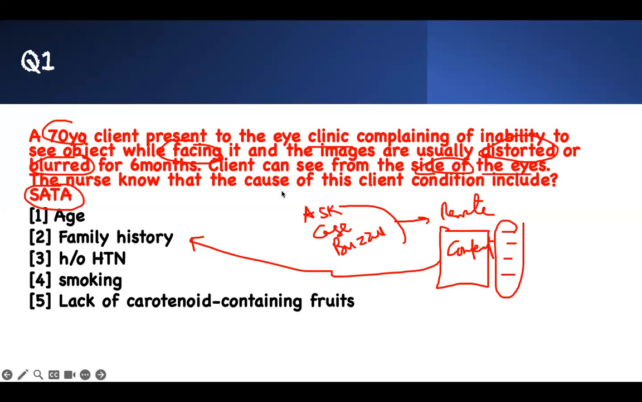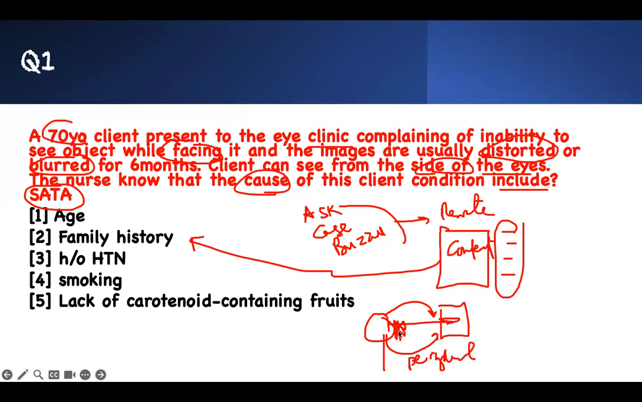The next note is that the cause of this client's condition includes what? This is the patient. There is an object. He can't see straight from the patient's view. He has to turn the head and see from the other side. That means the peripheral vision is intact. Central vision is lost. What causes central vision loss? It's macular degeneration.